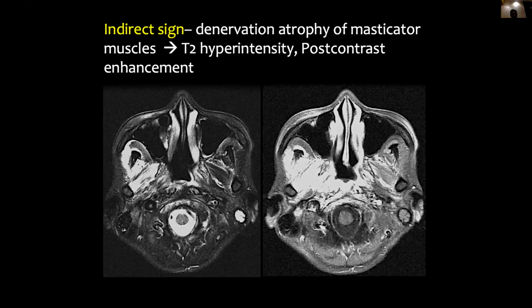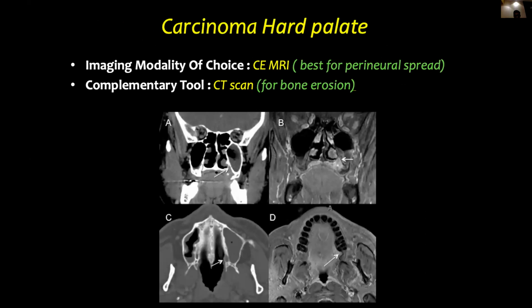You have indirect signs of perineural spread. As shown over here, there is fatty replacement with T2 hyperintensity and post-contrast extensive enhancement. The post-contrast extensive enhancement is due to the loss of the muscle bulk, and the hypervascularization because of the vasodilatation.